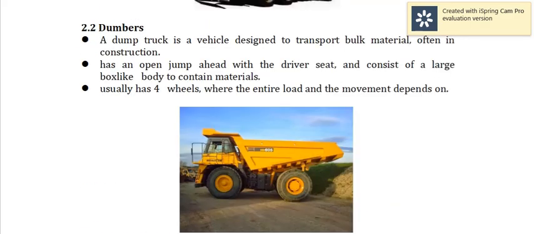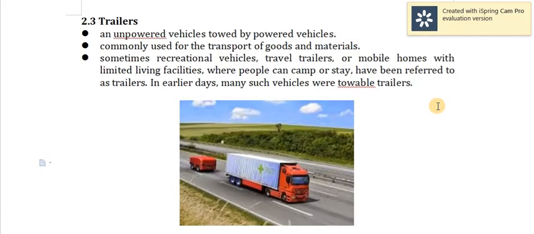Alright, next up, we have dumpers. So, dump truck. A dump truck is a vehicle designed to transport bulk materials, this is often used in construction. It has an open dump head with the driver's seat and consists of a large box-like body to contain materials. So it usually has 4 wheels, where the entire load and the movement depends on. So, yeah, dump truck.